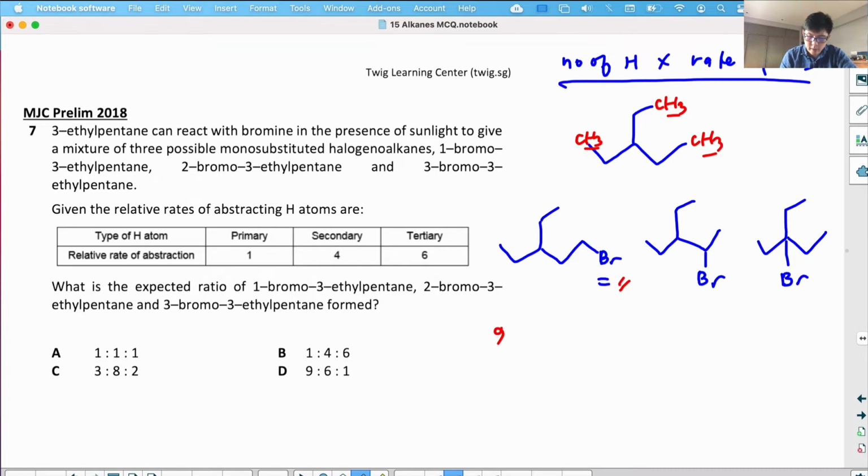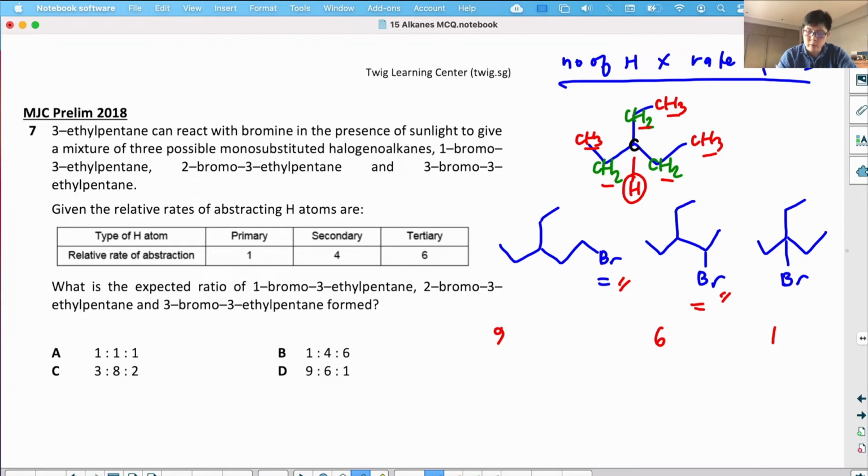Let's look at the next one. How many possible H's can you kick out to give you this compound? I'm going to write down here. It could be any H's on the CH2 here, or here, or here, because all of them are attached to the same central carbon. So this one will be 6 possible hydrogens: 1, 2, 3, 4, 5, 6. Any of these 6 hydrogens can be replaced to give you this compound. The last one has only 1 hydrogen here, so this is 1.